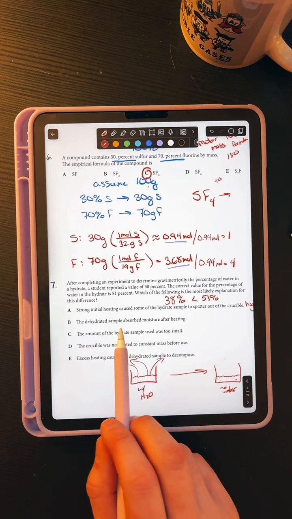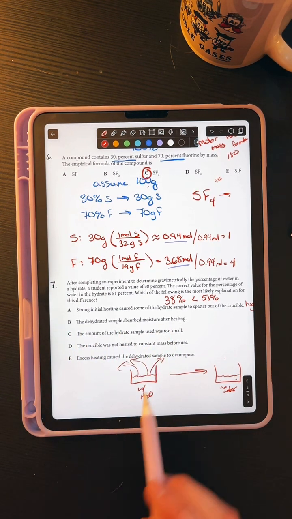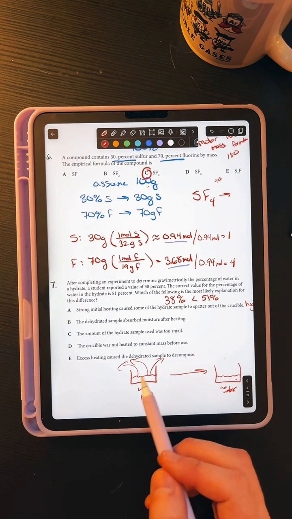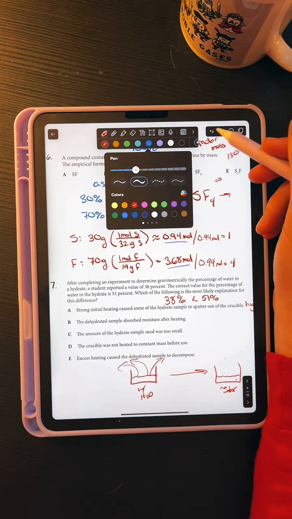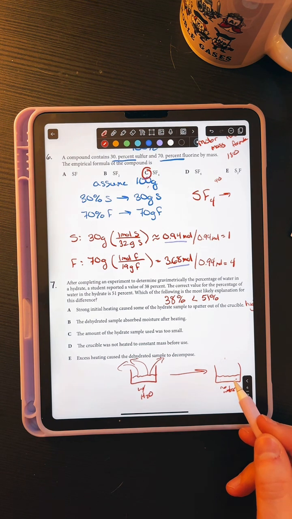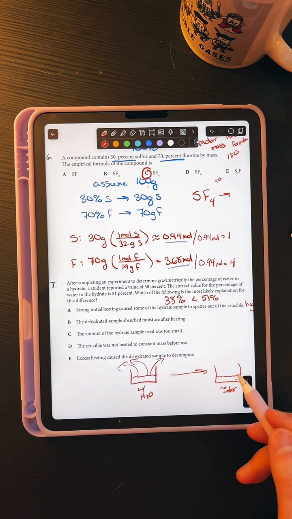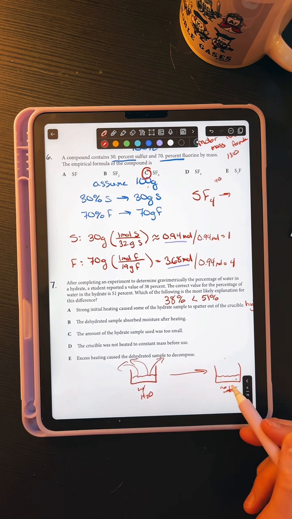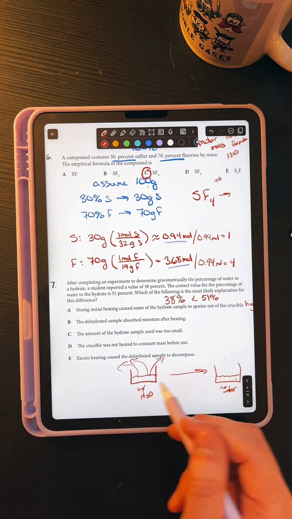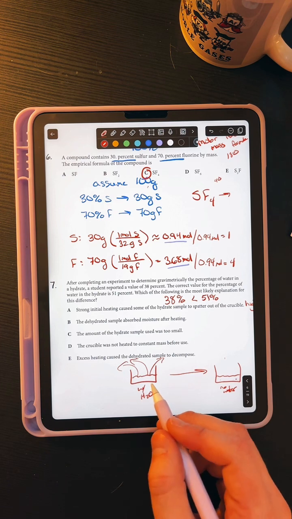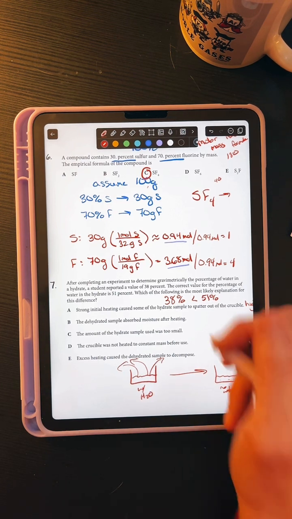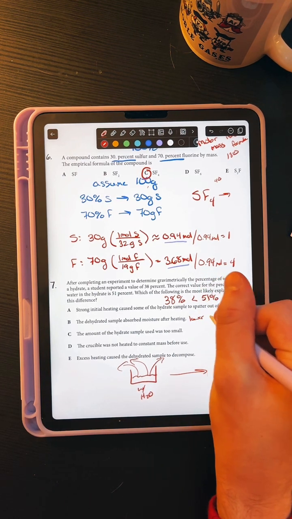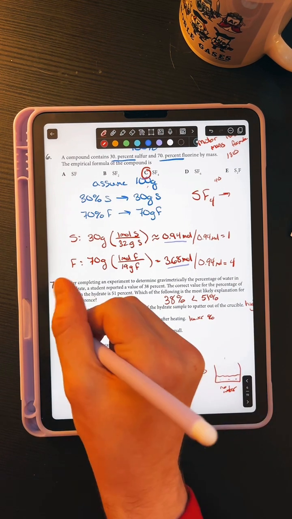The dehydrated sample absorbed moisture after heating. Well, if we were to heat our sample, get a value here, and then it started to absorb water, now our mass becomes higher over here. And when we do a mass difference, we take initial minus a higher value here. This is going to give us a lower percent. So that could be the answer.